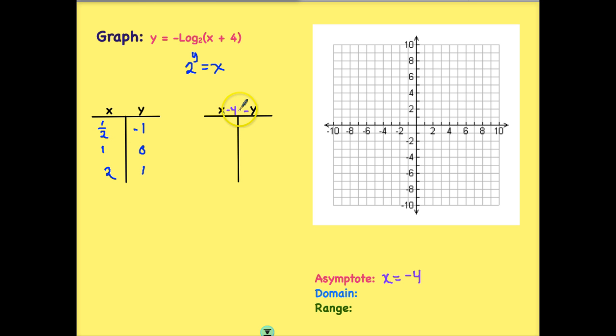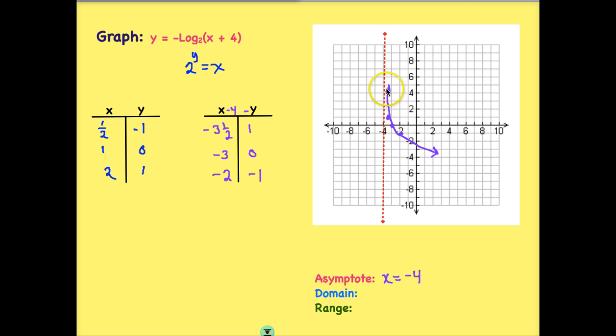Let's go ahead and adjust our points. So 1/2 minus 4 is -3.5. 1 minus 4 is -3, and 2 minus 4 is -2. Multiplying each of these by a negative, we get 1, 0, and -1. And now we're ready to graph and draw on our asymptote.